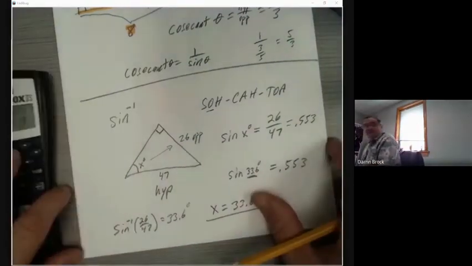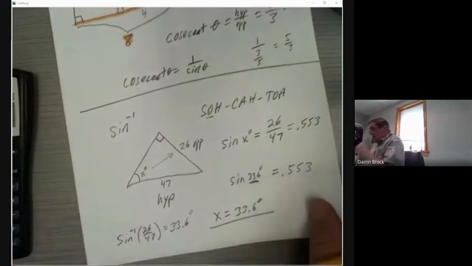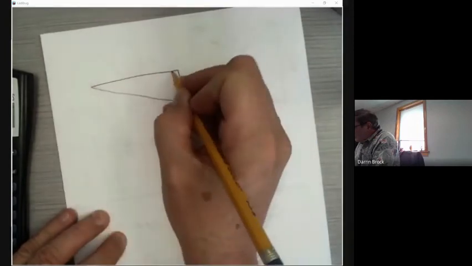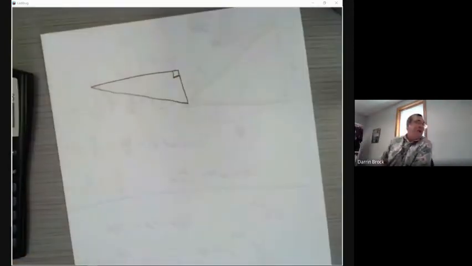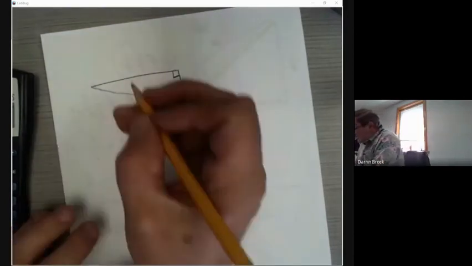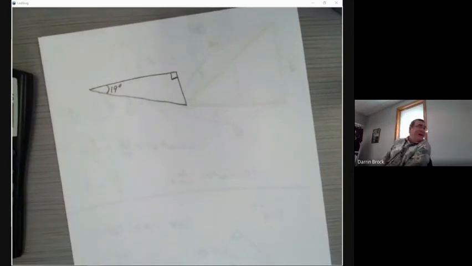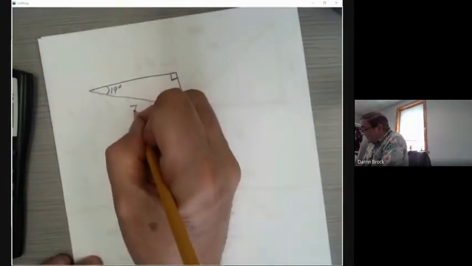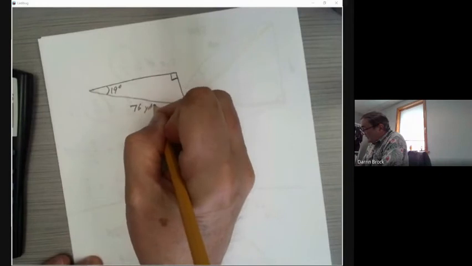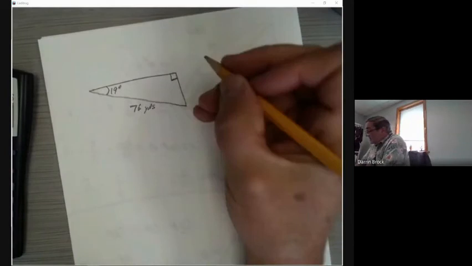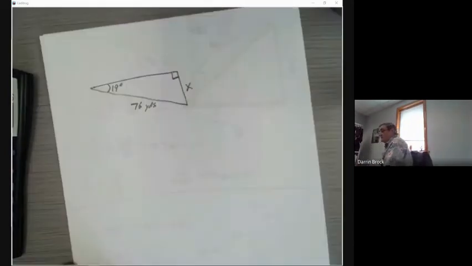Okay, something else that we may have at some point, because I talked about finding a side. You may have a problem that has, let me draw this one, a right triangle. And on this one, let's say we know that this is 19 degrees. And we know that this side is 76 yards. And we need to know how far that is.